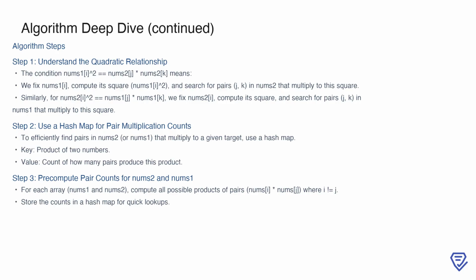Next, to make these searches efficient, we use a hash map. This hash map will store the product of two numbers as the key and the count of pairs producing that product as the value. To prepare for this, we pre-compute the pair products for both arrays. By iterating through each array, we calculate all possible products of pairs where the indices are distinct and store these in the hash map. This pre-computation step allows for quick lookups later when verifying the conditions for valid triplets.